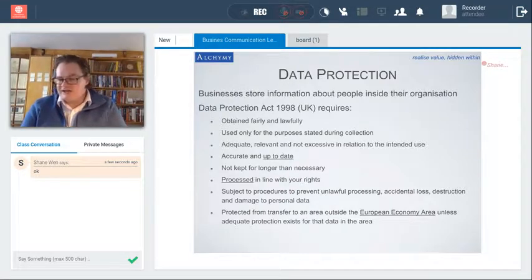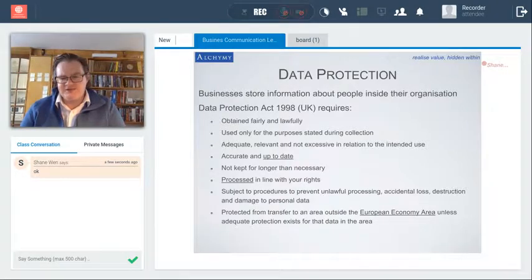So the Data Protection Act 1998, which is the UK Act, there's a different act in Ireland, there'll be different acts in other countries. They won't all be the same. But because this is a qualified program, we're going to focus on the UK Act. The Data Protection Act 1998 requires organizations to make sure that they comply with a number of factors. So basically, it's important that any information obtained is obtained fairly and lawfully.